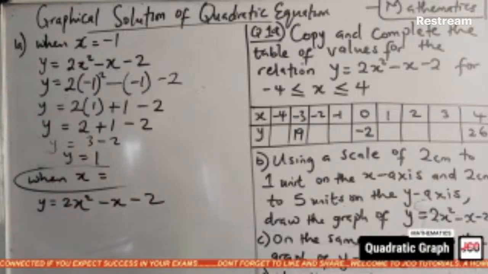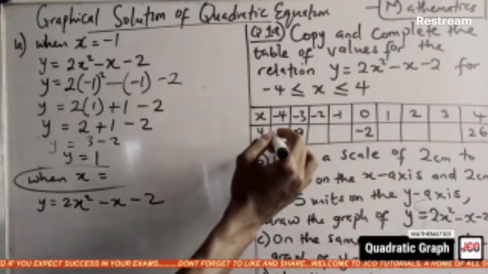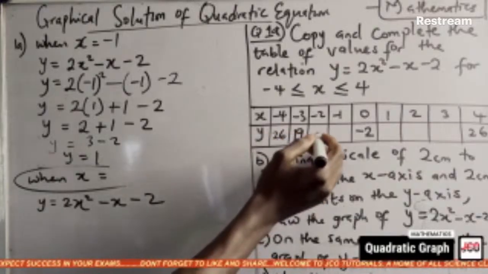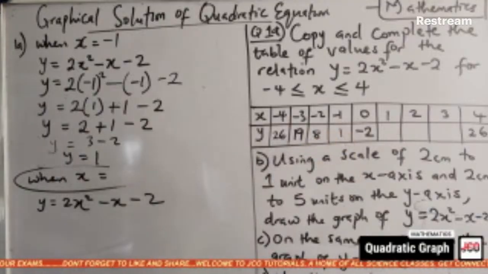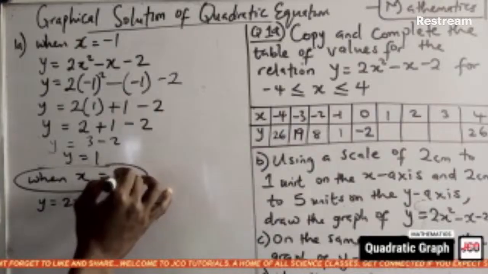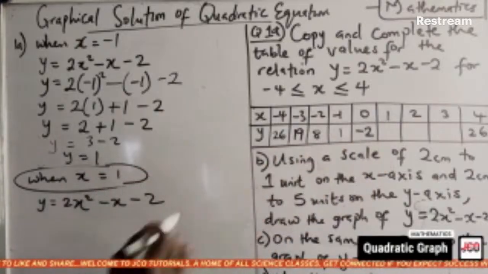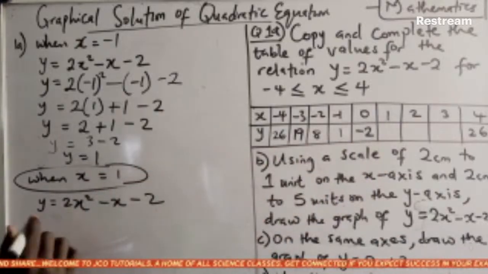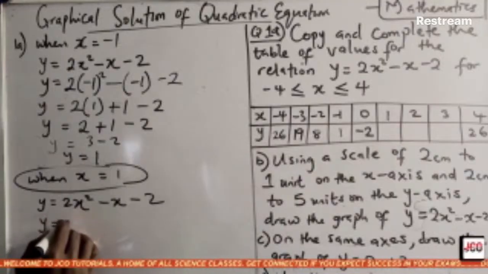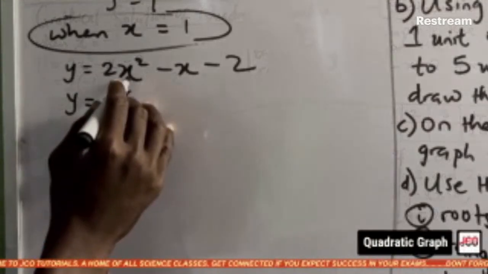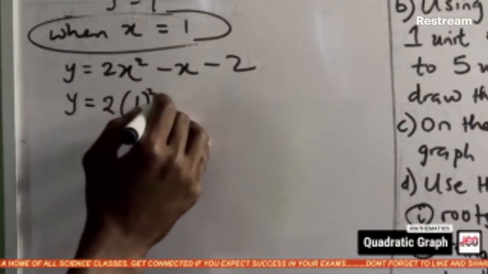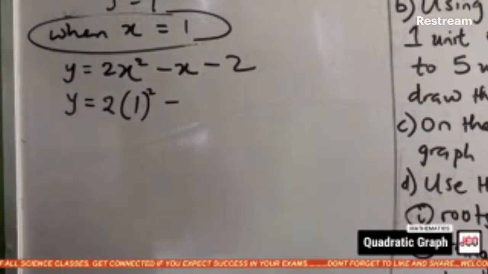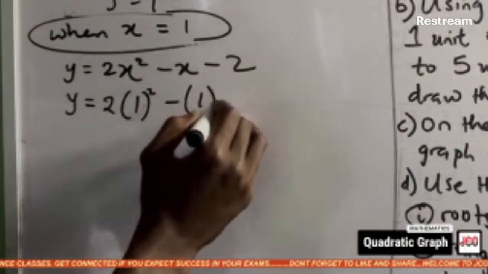So the first value I got was 34. Second value was 8. And the next value I got is 1. So the next one I'm going to solve now is when x is 1. That is the next one here. So this is your equation now. You continue. 2 into brackets, in place of x is 1 squared, minus, in place of x 1, then minus 2.